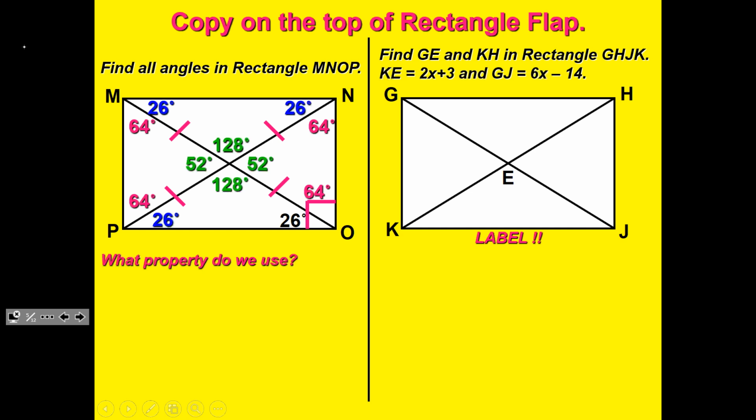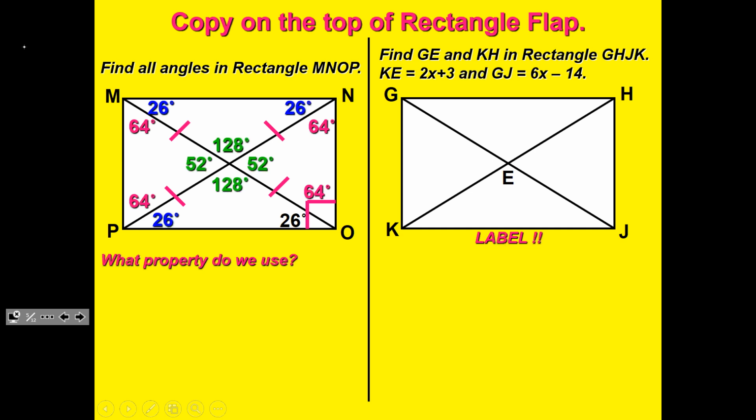So go ahead and make sure you have your rectangle over here labeled not only with the letters they gave you, but also write your 2x plus 3 where that would go, and your 6x minus 14 where that would go on your figure. So KE is this portion, right? And GJ is this entire diagonal. Okay? So what do I know about half of this diagonal and an entire line here? What should be the relationship? Half of the line is half of the entire.